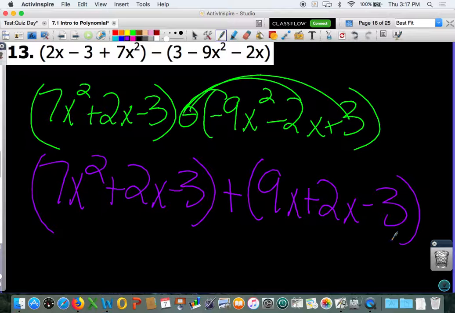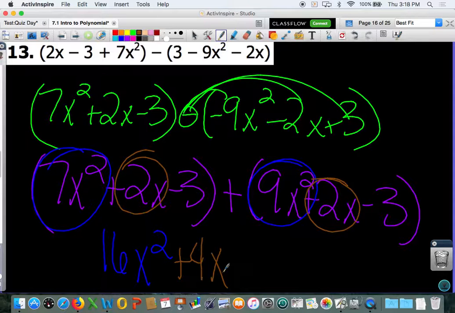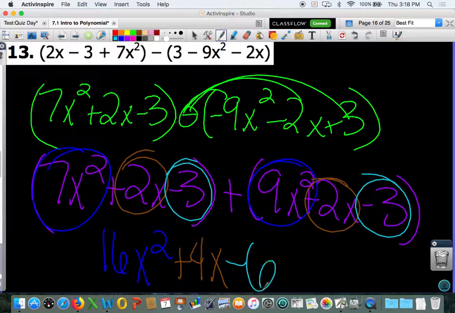So now what I'm going to do is I'm going to go ahead and look at my like terms. I've got 7x squared and, oops, I forgot about my square right here. 7x squared and 9x squared. So I have 16x squared. Well, now I got to look at some more things like 2x and 2x. So I've got 4x right here. And last but not least, I've got negative 3 and negative 3. So that would be negative 6.